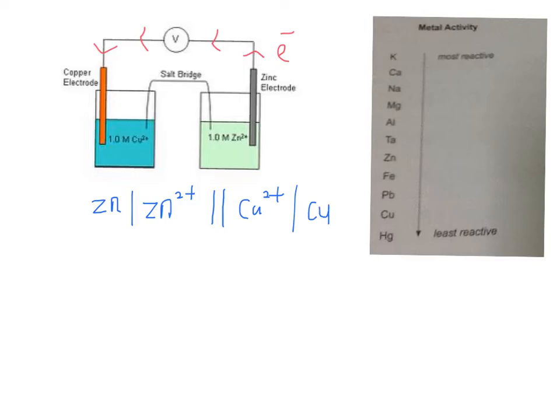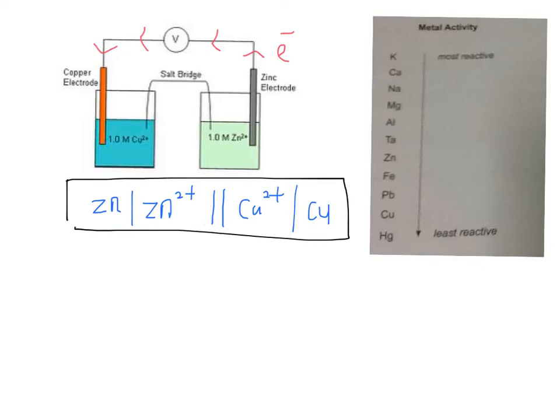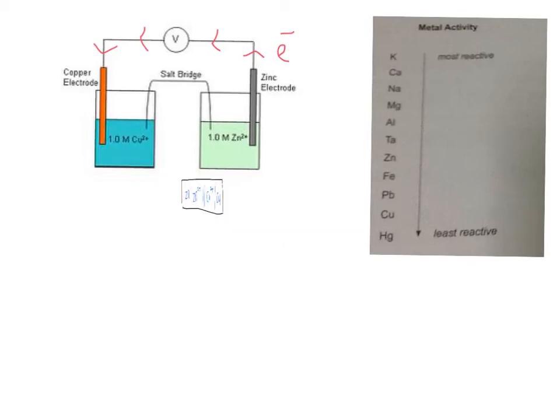Okay? So it's as simple as that. This is what we call the shorthand representation for this particular metal half cell. Remember, it's always the anode first, then the cathode. Within the anode, it will be the metal becoming the ion, and then at the cathode, it will be the ion becoming the metal.